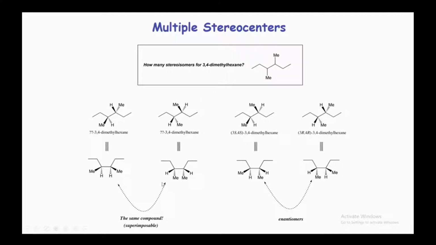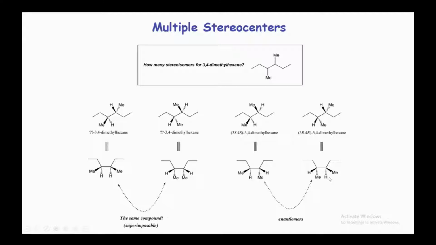Okay, let's move on to the next, multiple stereocenters. Now we have to find out the relationship between the molecules. What is the relationship between these compounds? If you look at this one, there is a plane of symmetry going through it. This is the same compound, superimposable, but this one is different. These are enantiomers.